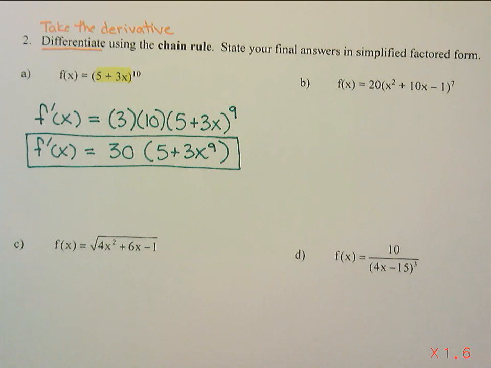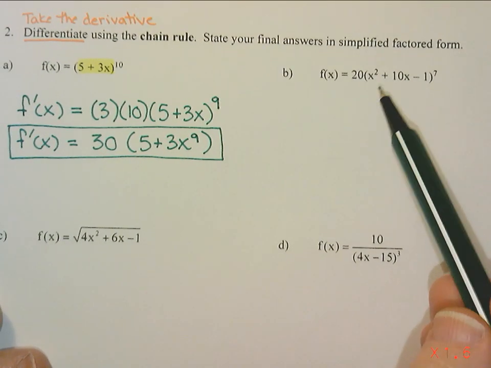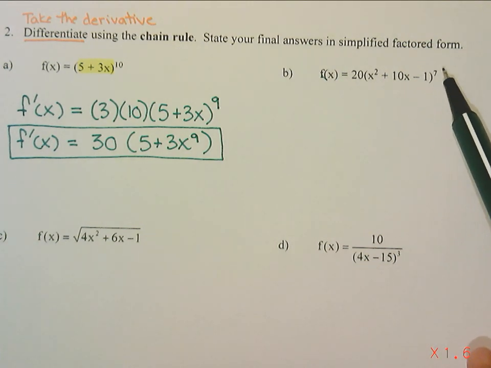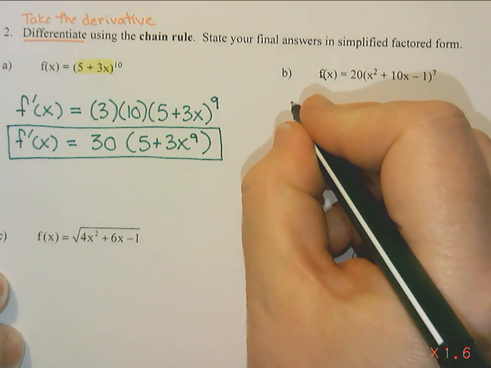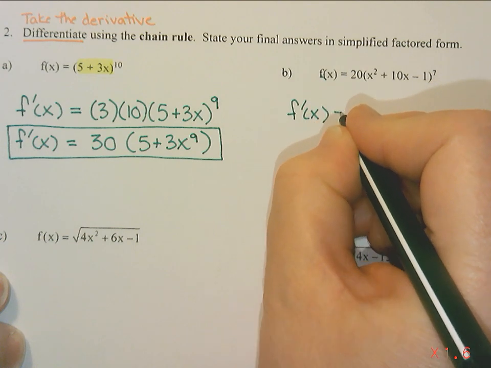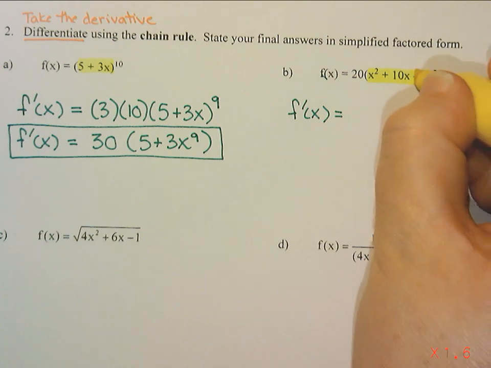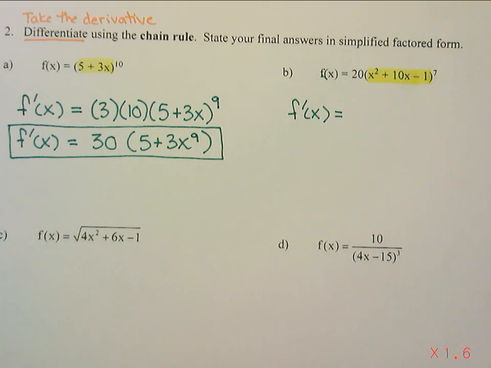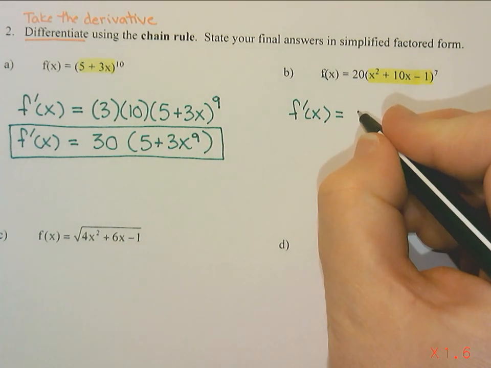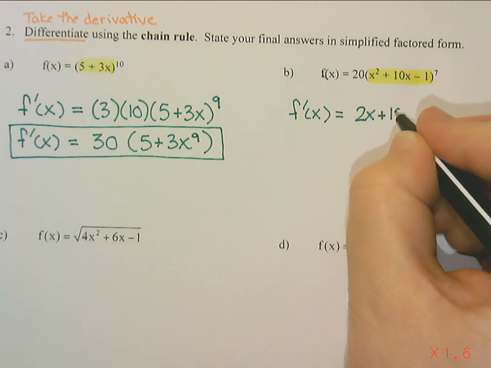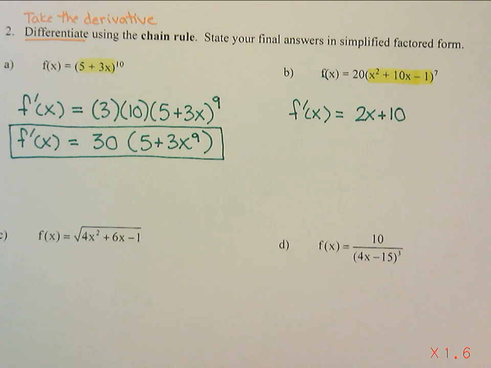Okay, let's take a look at the next one. So I have f of x, again, this one is 20 times (x squared plus 10x minus 1) to the power of 7. So, to do the derivative, f prime of x, I'm going to start with what's inside the bracket. That's the x squared plus 10x minus 1. And we're going to take the derivative of x squared plus 10x minus 1. So the derivative of x squared is 2x. The derivative of 10x is just 10. And then the derivative of 1, that's just a 0.